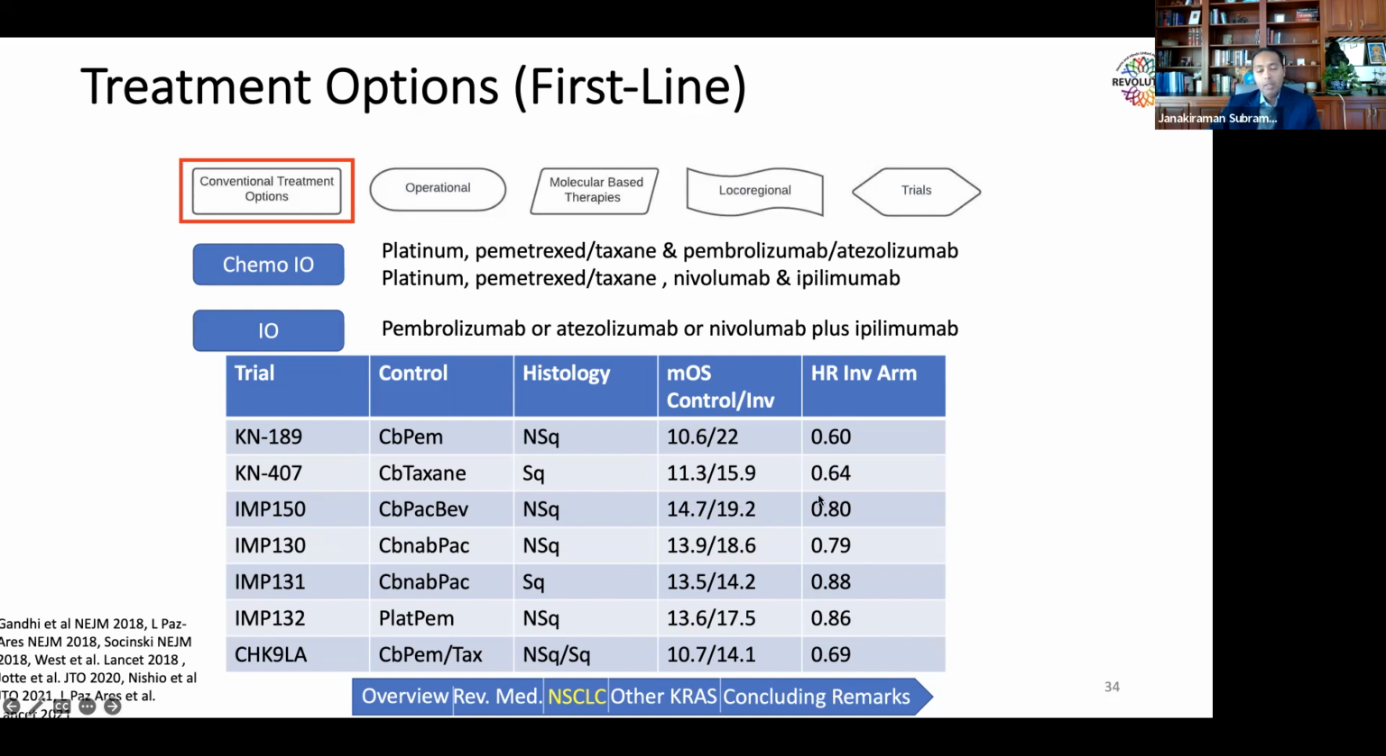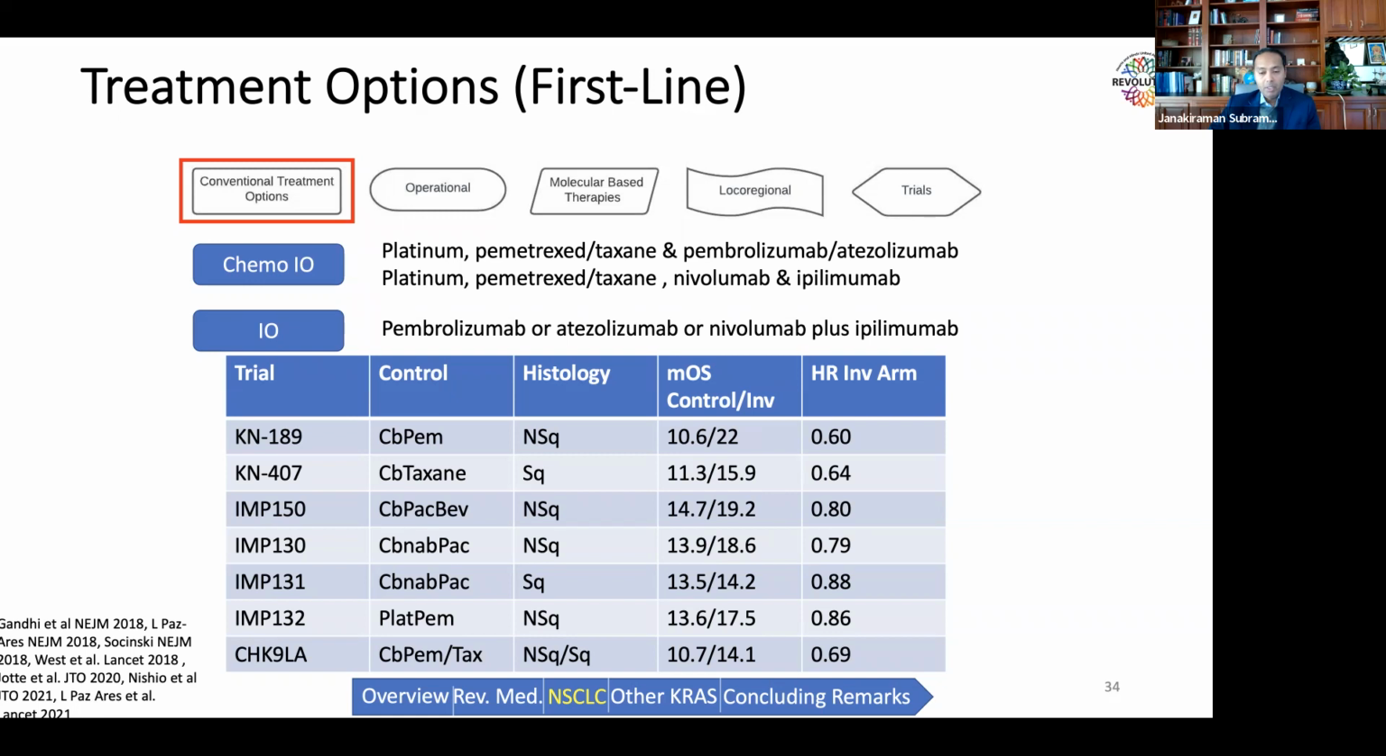Whereas if you look at Keynote 407, which was in the squamous population, as was IMpower 131, the second row, what you can see there, again, is a benefit to adding a checkpoint inhibitor to chemotherapy, but the benefit is not as high as we see with the non-squamous population, which is reflected by a slightly lower median overall survival, between 14 to 16 months, but still statistically significant, and there is an improvement there.